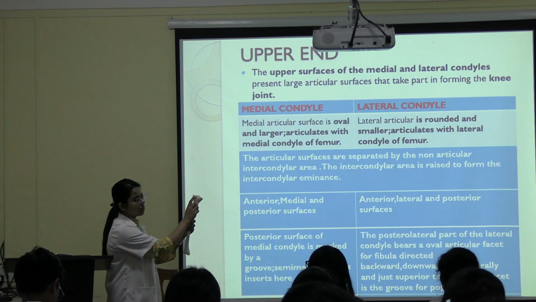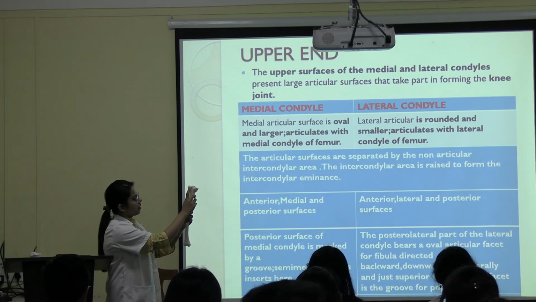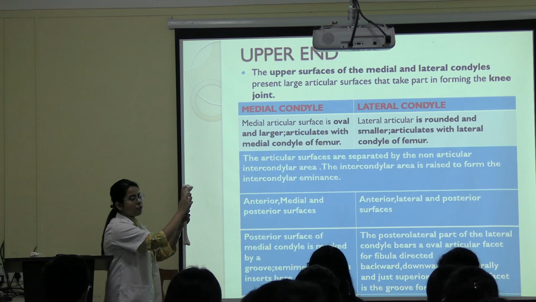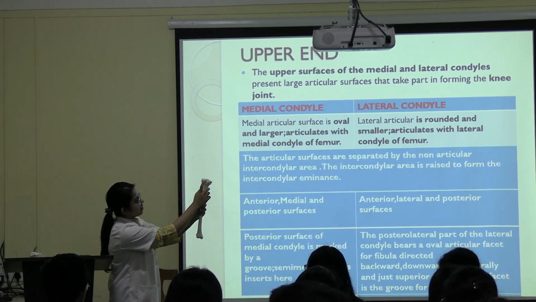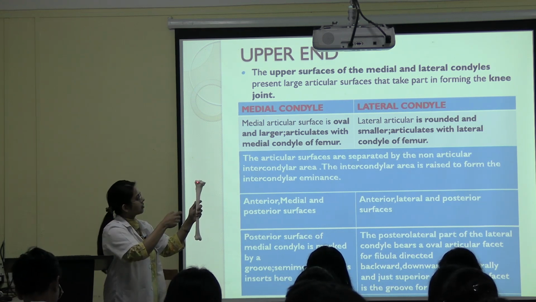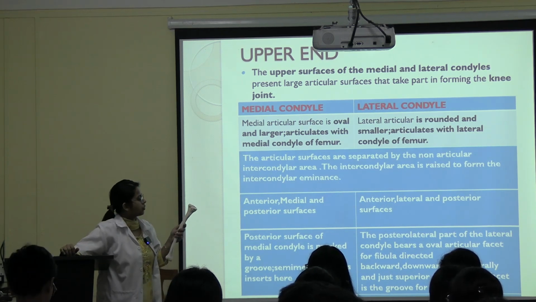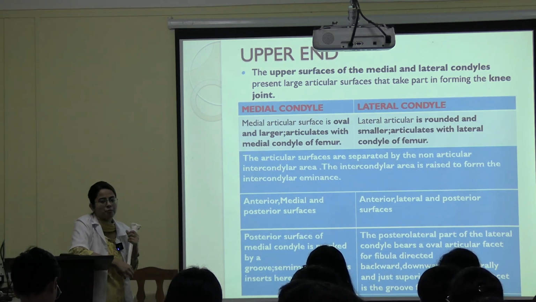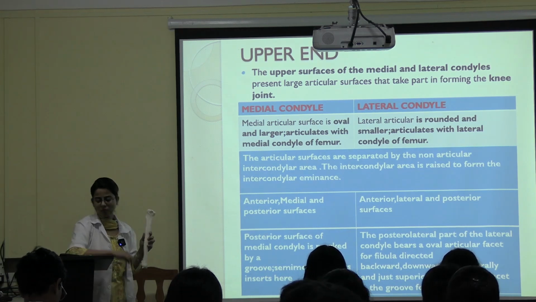Lateral condyle. This is the posterior surface. Okay, here is one facet. It is for fibula. There is an oval articular facet. You can see here this oval articular facet. It is for fibula, with which it will join with fibula and form the superior tibiofibular joint. Okay.